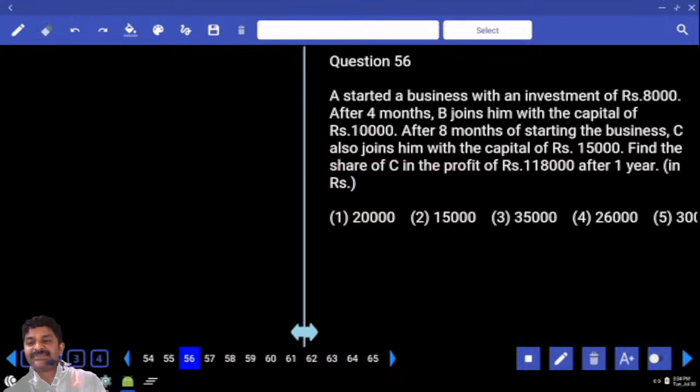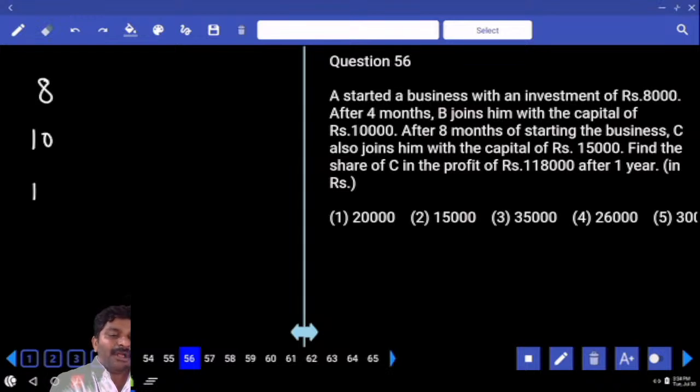A started a business with an investment of 8,000. After 4 months, B joins him with a capital of 10,000. After 8 months of the starting of the business, C also joins with a capital of 15,000. Every investment has 3 zeros common, so I will write only 8, 10, 15. Find the share of C in the profit of 1,18,000 after 1 year.